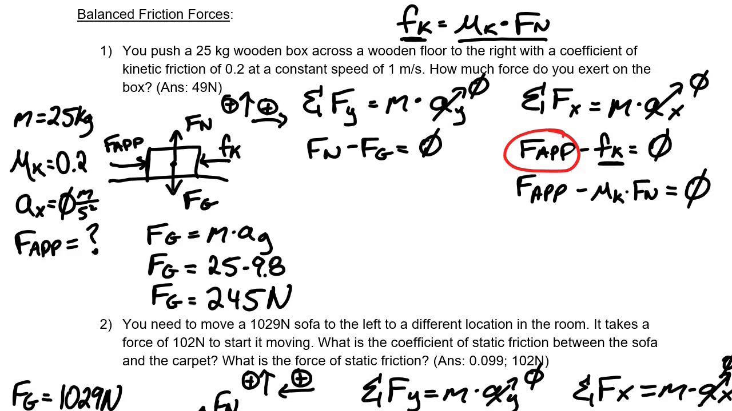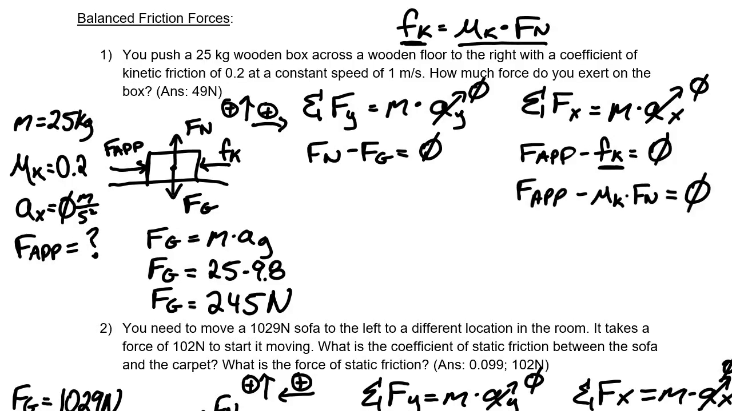Another way that we could look at this is this. I could just erase this. And this is all we're simply looking at. We have Fk. Instead of writing Fk, I wrote down mu k times Fn over here. Okay, so we just did our simple substitution. Once again, we're looking for our applied force. Okay, so let's just drop this down again.